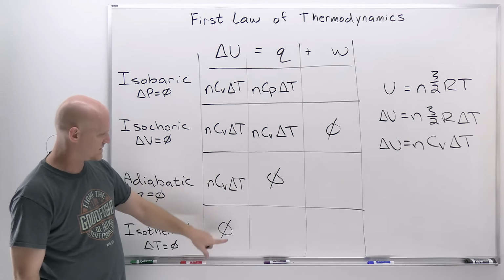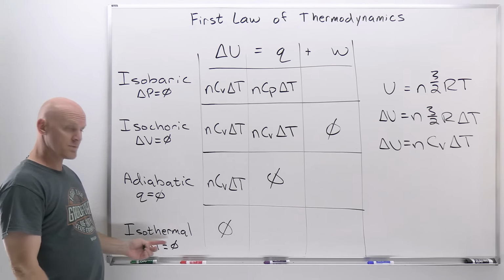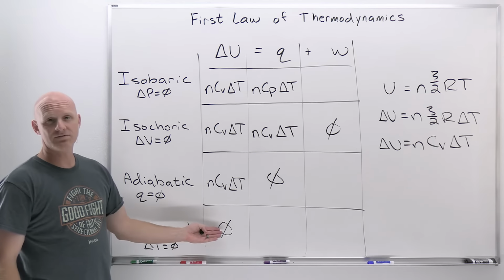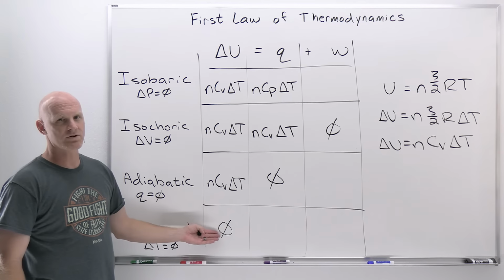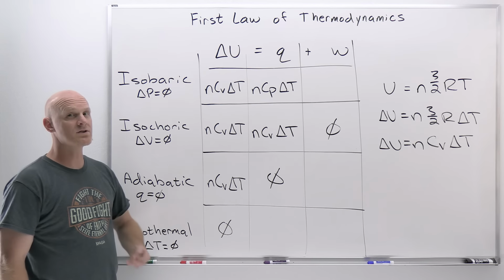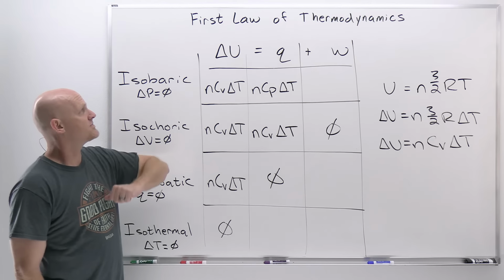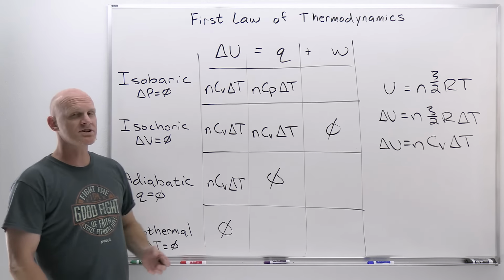Because if ΔT is 0, because it's an isothermal process, then nCvΔT will come out to 0. So, you could write nCvΔT here. You just got to remember that because ΔT is 0, then the entire formula comes out to 0 as well. All right, so now we've got a formula for the change in internal energy, and now we go back to work.